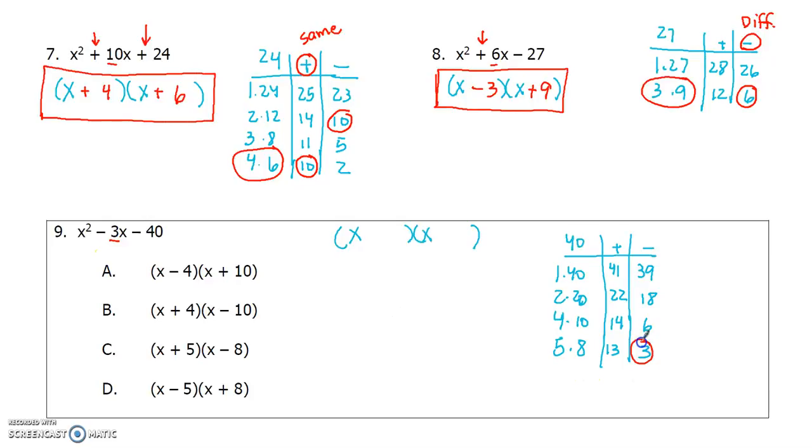I found it here. That means I'll use 5 and 8. It's in the minus column. That means my signs are going to be different. So we'll put my 5 and my 8 here. This sign goes to the larger of these two numbers, so 8 gets the negative and 5 gets the positive. So let's see, 4 and 10, 4 and 10, 5 and 8. 5 is positive, 8 is negative. Looks like C is going to be the winner.